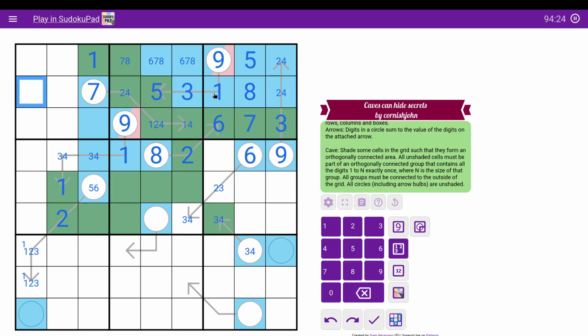Two, 4, 2, 4. This is 6, 9, as we had previously. This is 2, 3, 4, including a 3. This is 2 or 4, along with 8 and 5. This cannot be 8, because it's in the same chunk as an 8.